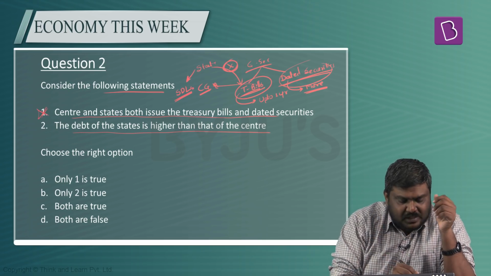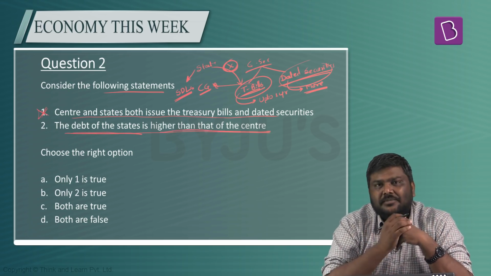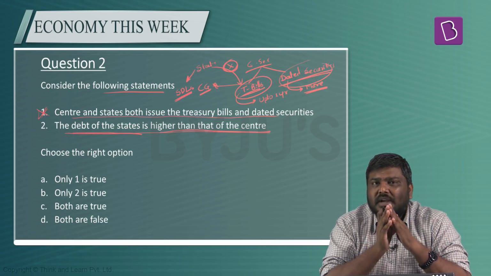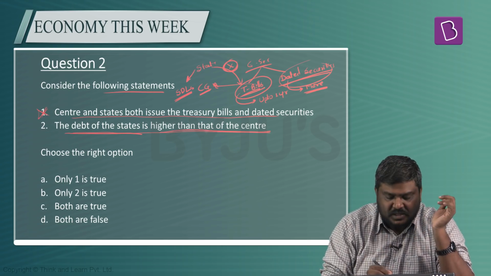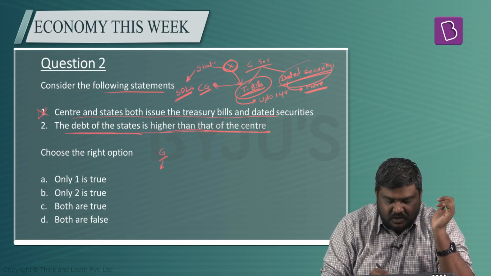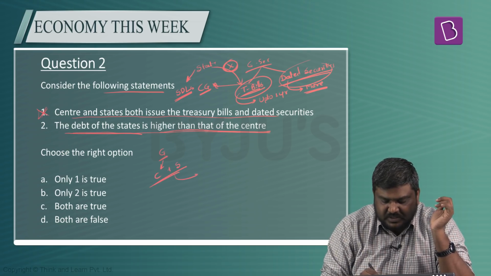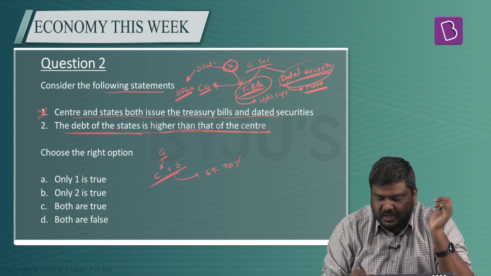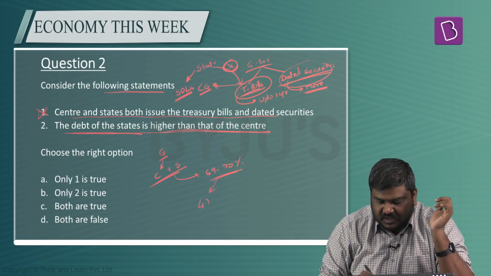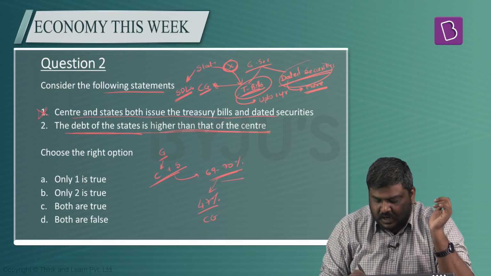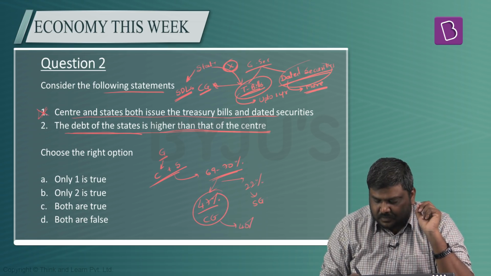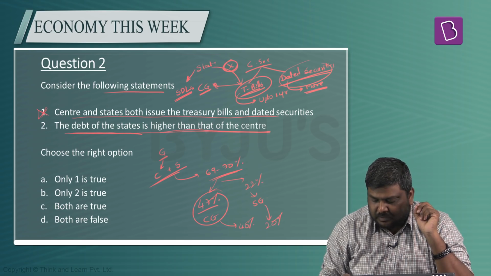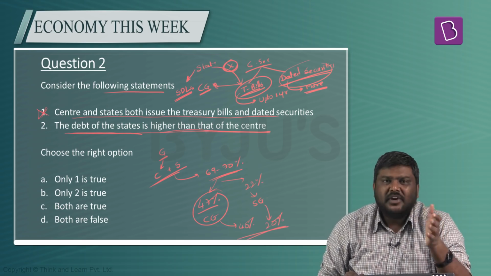Let's look at the second statement. The debt of the states is higher than that of the center. Very recently, the NK Singh committee report has been in the newspaper. Please go through the recommendations of the NK Singh committee report. What this committee says is the general debt, that is the debt of central government as well as the state government, is somewhere around 69% to 70% of GDP in India. And out of this, around 47% is of the central government and around 22% is of the state government. This committee recommends that this has to be brought down to 40% and this has to be brought down to 20% in the next decade, 23-24.